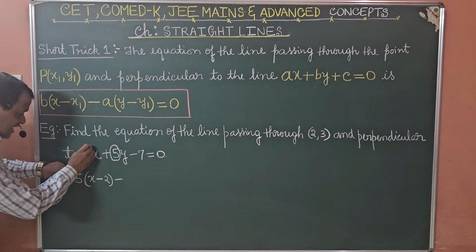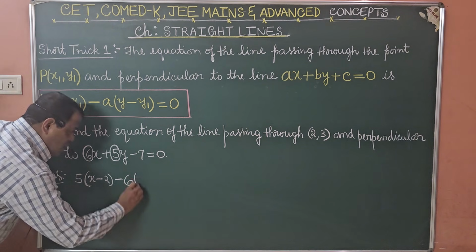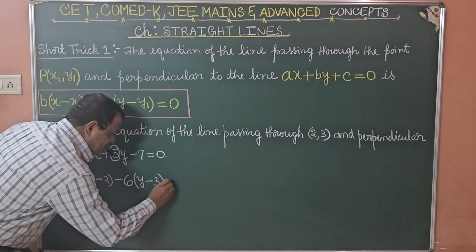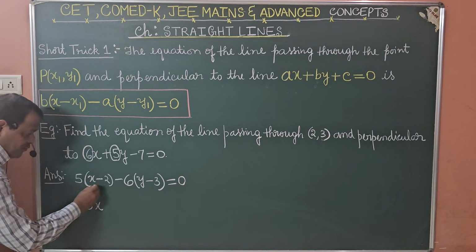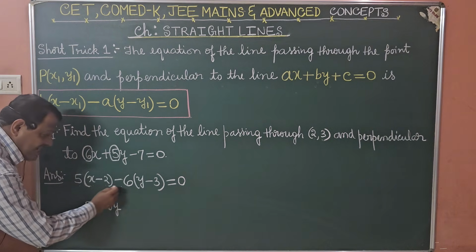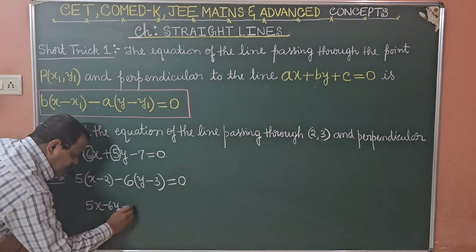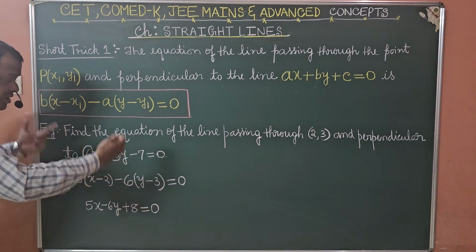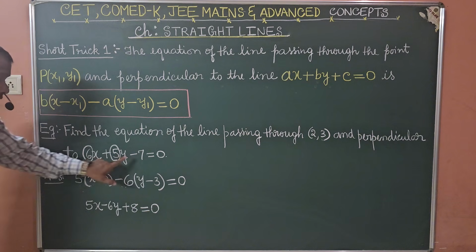And can you see the coefficient of x in the given line, 6? That should be written here. 6 into y minus, say this is y1, 3 is equal to 0. And if you simplify, this becomes 5x minus 6y, and this is 5 into minus 2, minus 10, and this is plus 18, minus 6 into minus 3. 18 minus 10 is plus 8 is equal to 0. So it is so fast, so easy using the short trick to obtain the equation of the line perpendicular to the given line.